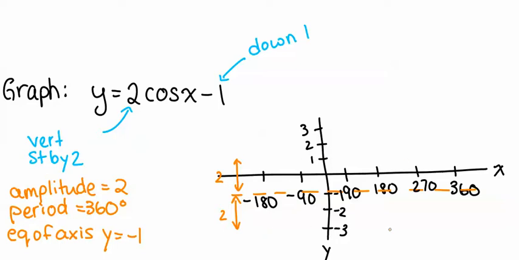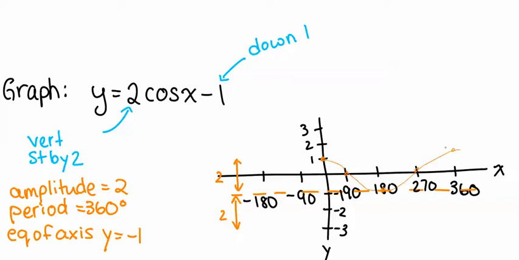It's not shifting left or right. It's really just stretching by 2 and shifting down 1. So my original cos graph, actually let me just draw my original on here. So my original went here, here, here, here, and here.